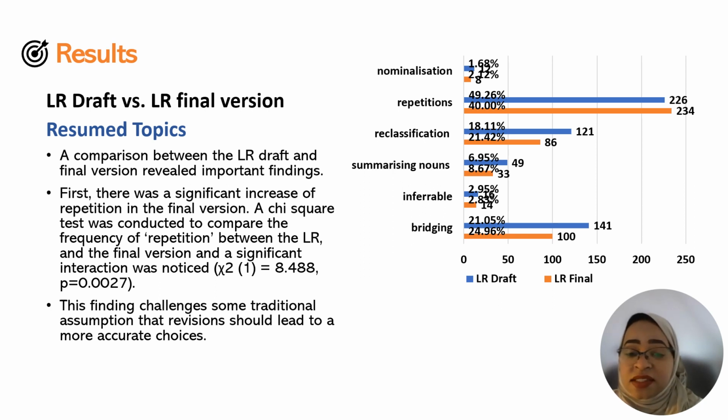Okay, so in detail, when comparing the literature review draft and the LR final version, with particular emphasis on the types of resumed topics, it revealed that there was a significant increase in repetition in the final version. A statistical analysis using a chi-square test demonstrates this interaction. This finding might challenge some traditional assumption that revisions should lead to more accurate choices. We can see here clearly the increase of using repetition in the final version compared to the LR draft.